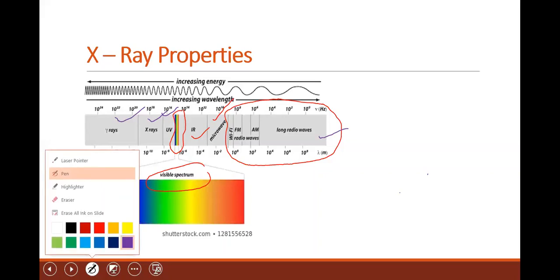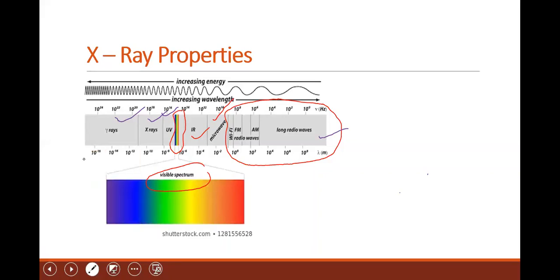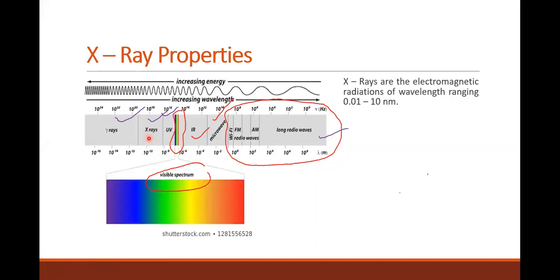But now we are interested in this part, the X-rays part. Now, what are the properties of this? Here, X-rays have wavelengths ranging from 0.01 to 10 nanometers.